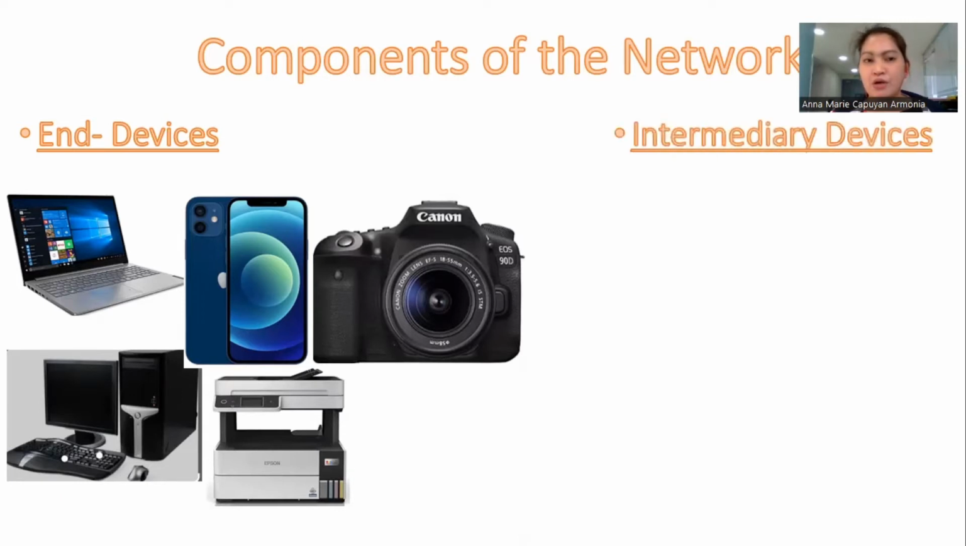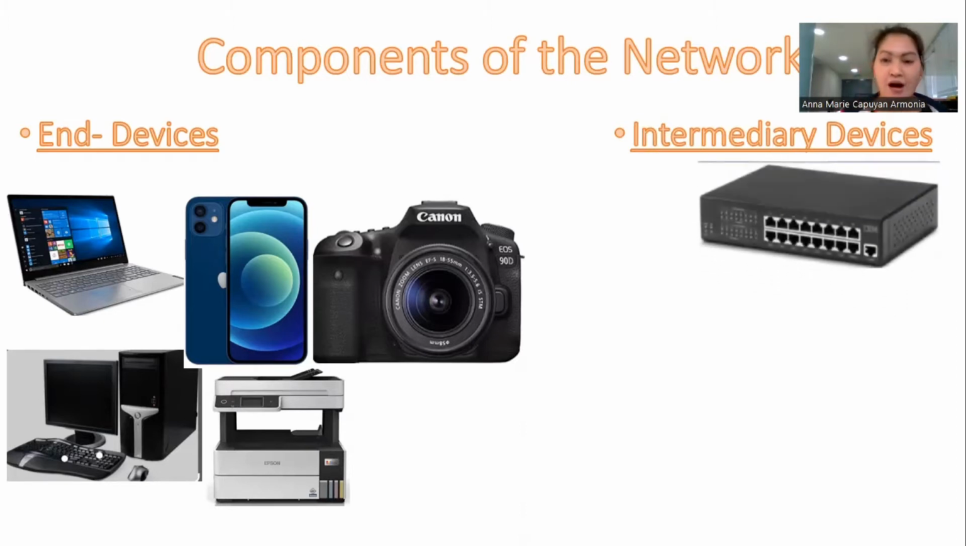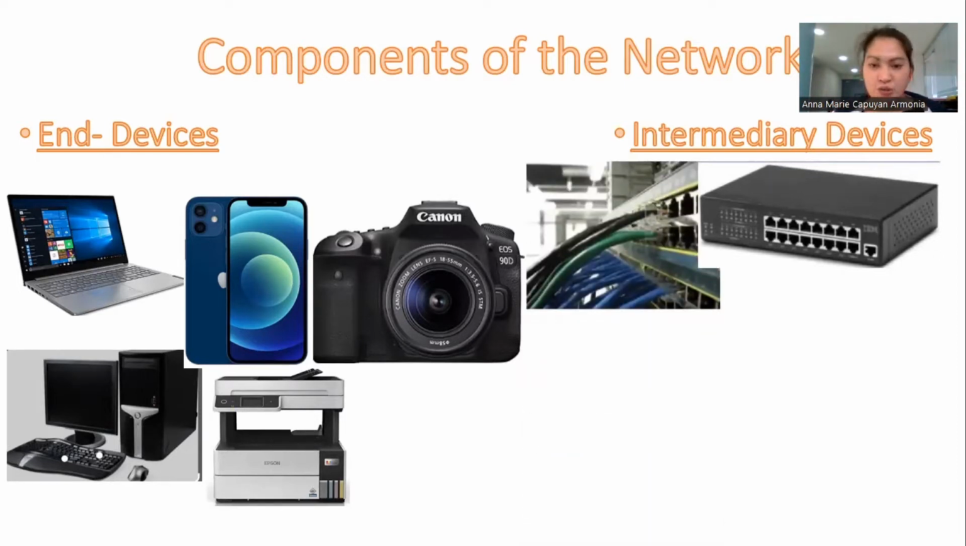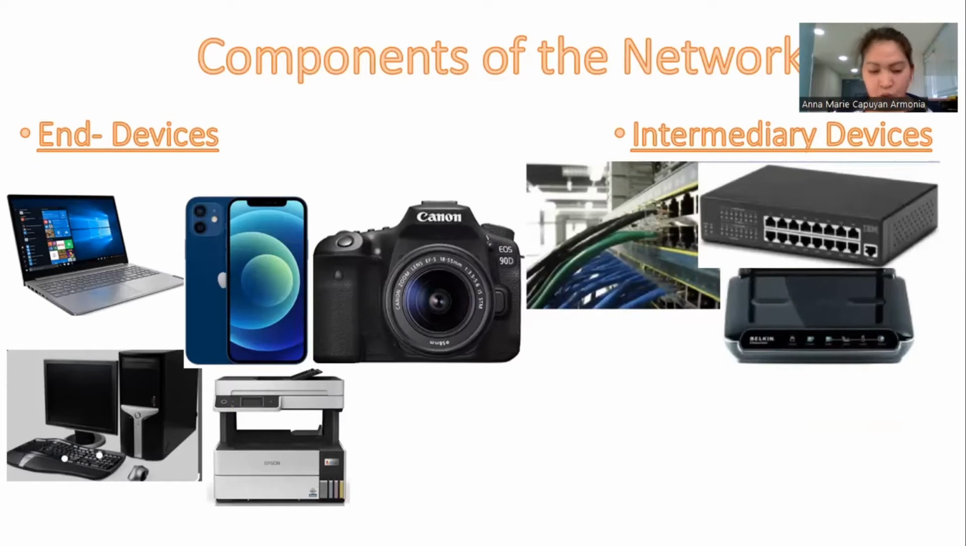Also we have these intermediary devices. We have the hub, which is a device connecting multiple computers together and makes them perform the functions as a single unit. Next we have a switch. A switch is a computer networking device that connects devices together on a network. The next one we have here is the routers. These are small electronic devices that join multiple computers together via either wired or wireless connection.